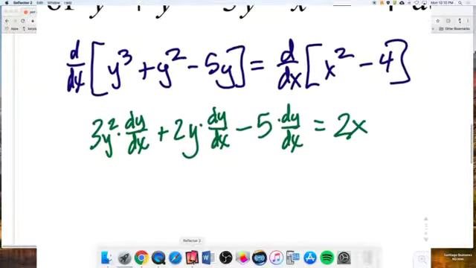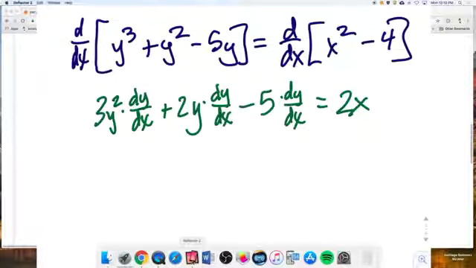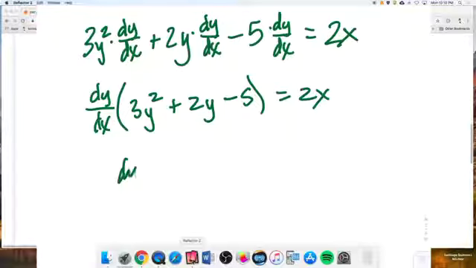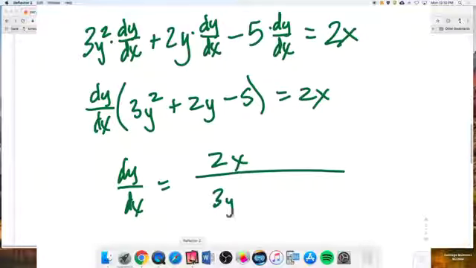All right, so at this point, if our dy dx terms were not already together on one side, that would be the next step. We shuffled them around in the beginning, which does save a little bit. And now we factor out dy dx. We're still left with 3 terms: 3y squared plus 2y minus 5 equals 2x. And then we divide through, and we end up with dy dx equals 2x over 3y squared plus 2y minus 5.